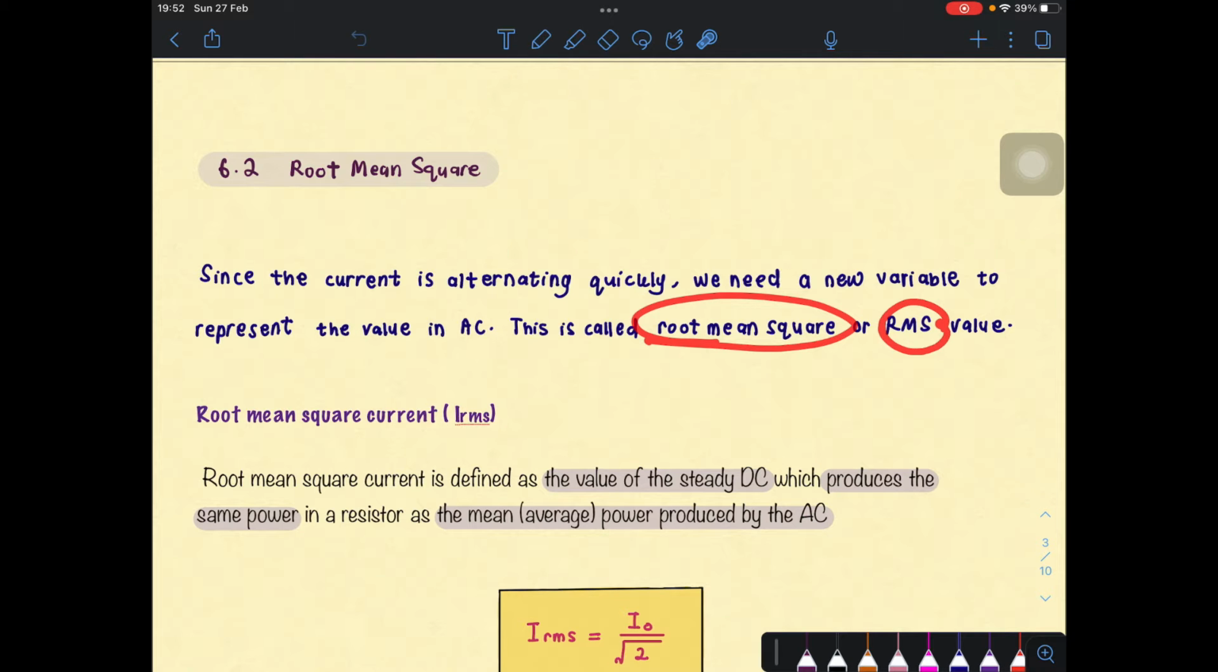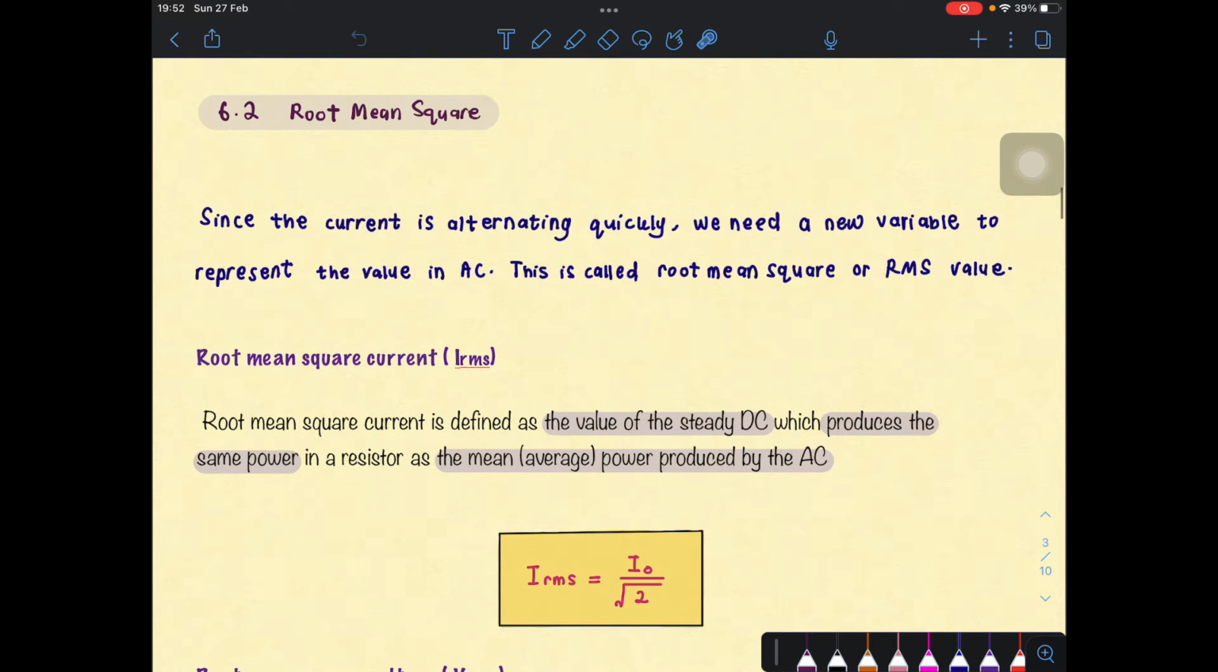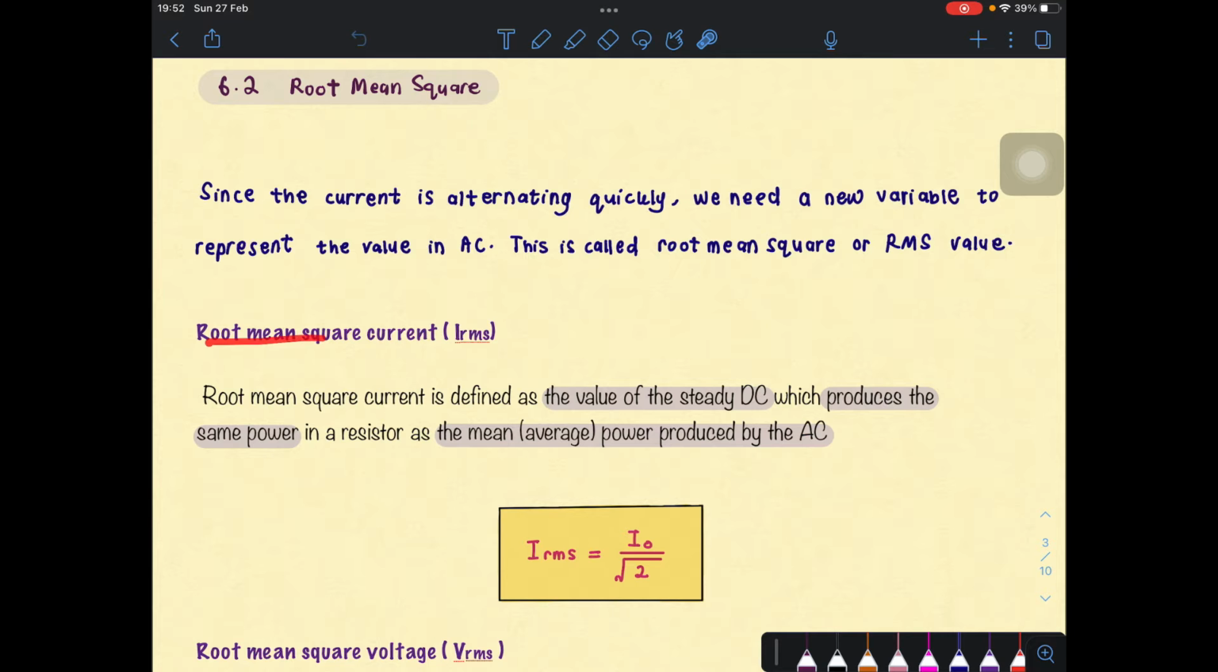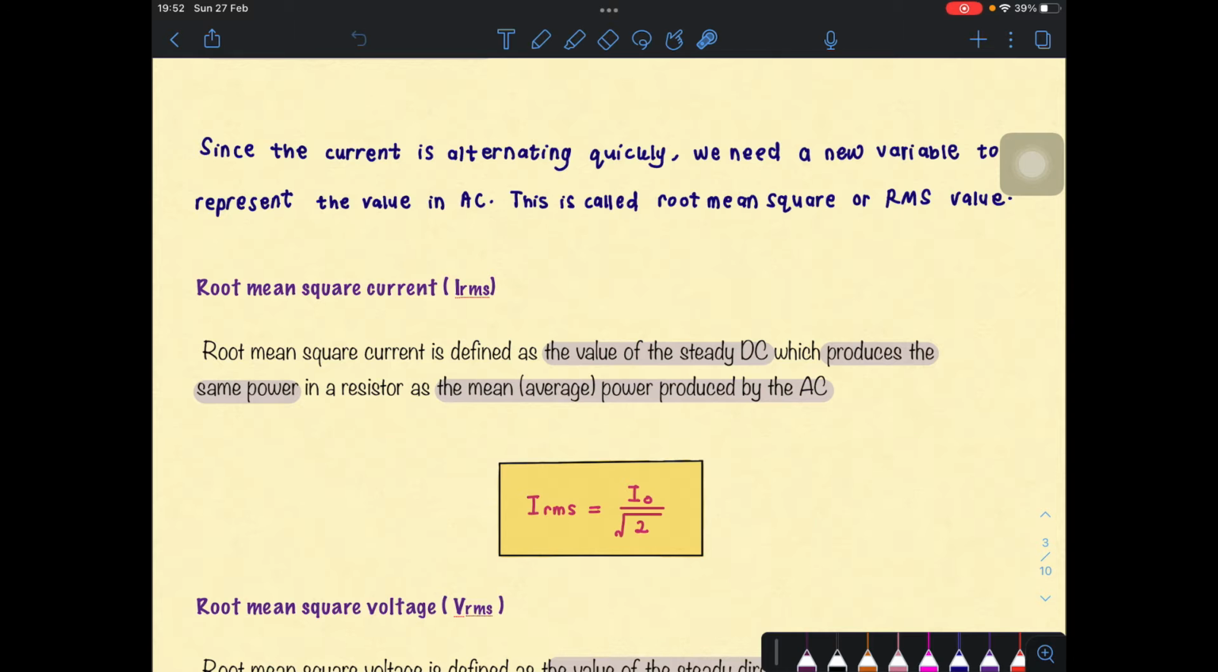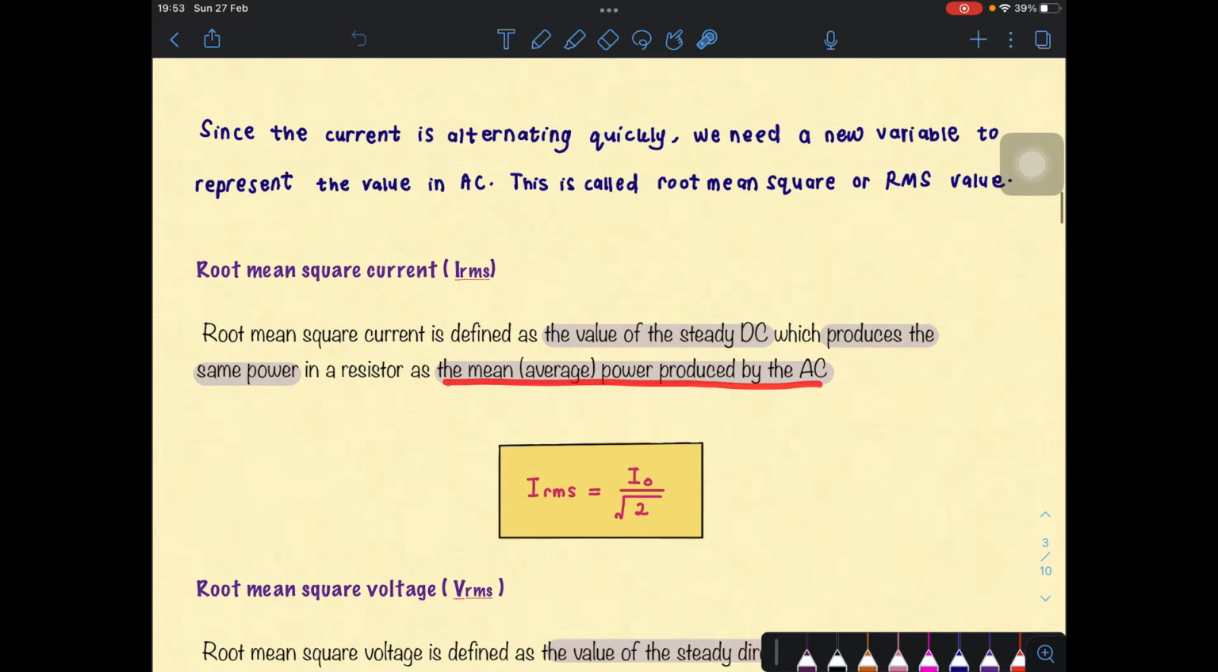So there is a derivation of this formula actually, but you don't need to know that one. We just need to know what the formula is. Okay, we have two values here. We have the root mean square current, di mana the definition is the value of the steady DC which produces the same power in a resistor as the mean average power produced by the AC. So this is the formula. IRMS is equal to I naught, the peak value, divided by the square root of 2.